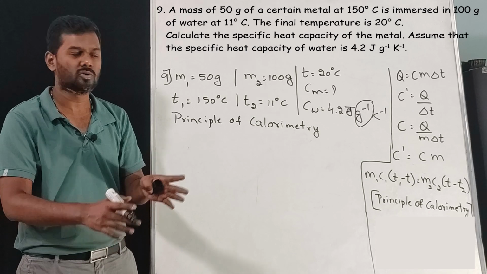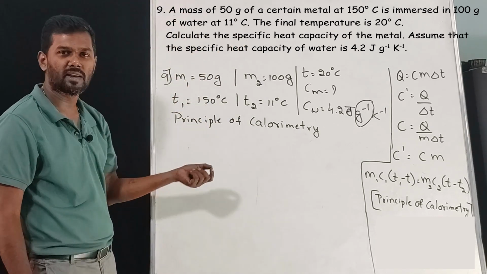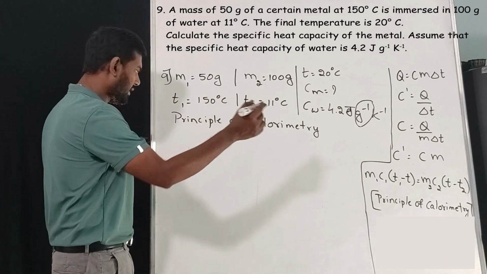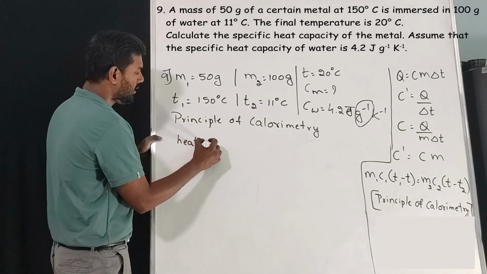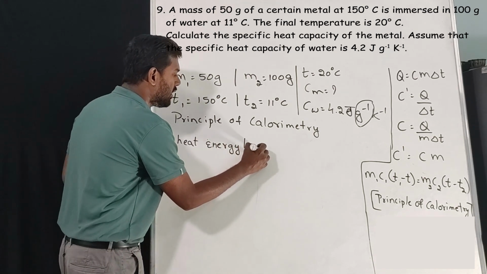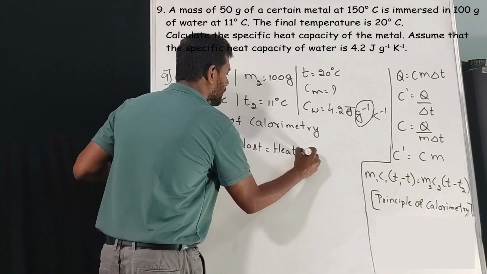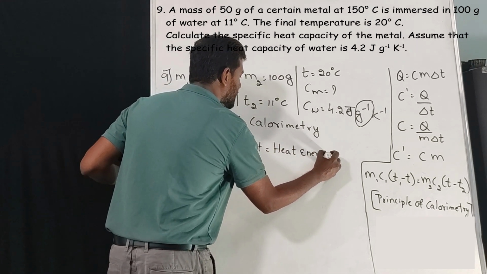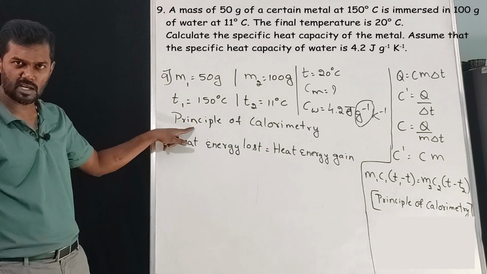That will take one complete page. Instead, we'll go with 4 to 5 lines only. The principle of calorimetry will tell us heat energy lost is equal to heat energy gain. See, first you have to write this statement.